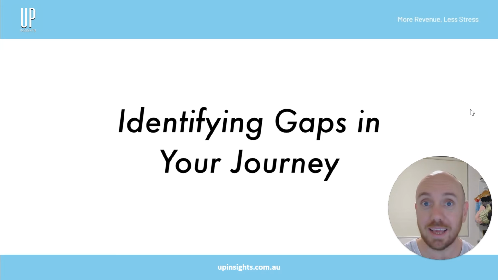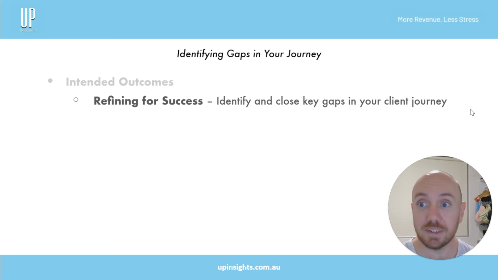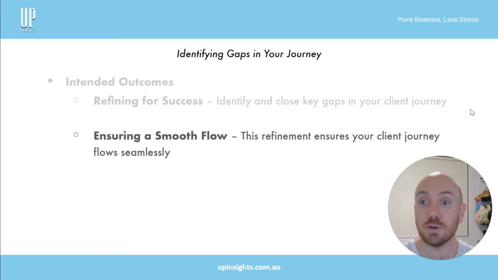So, identifying gaps in your journey, your client journey specifically. So the intended outcomes for today: refining for success. So we want to identify and close key gaps in your journey. So we might not find them all, but we'll find some. And we'll find some big ones as well, hopefully. And ensuring a smooth flow. So this refinement ensures your client journey flows seamlessly.